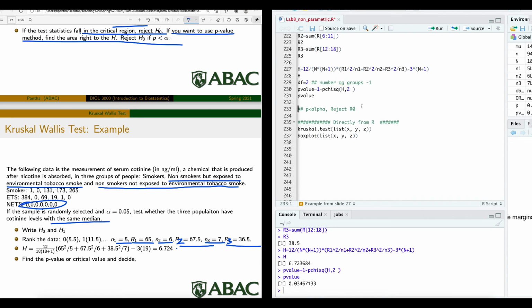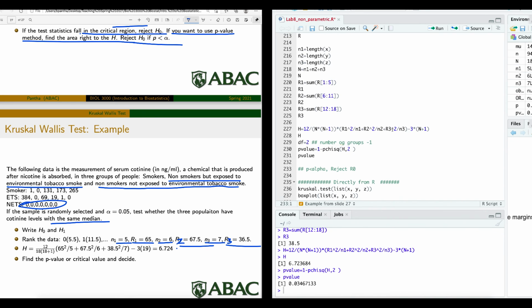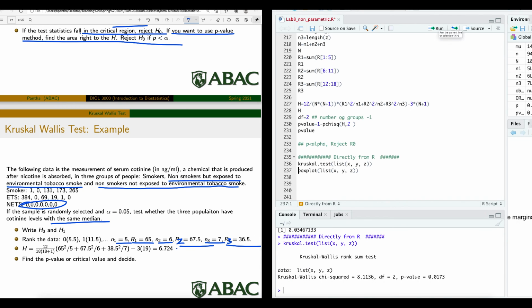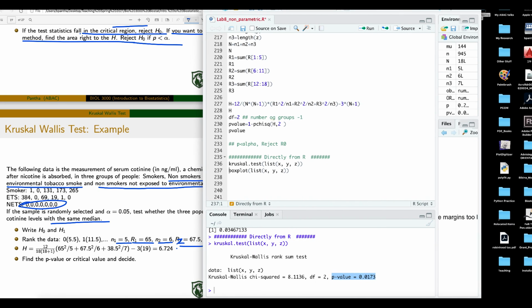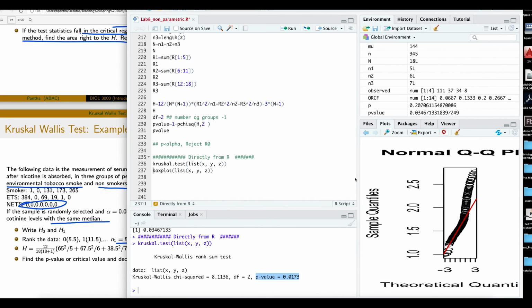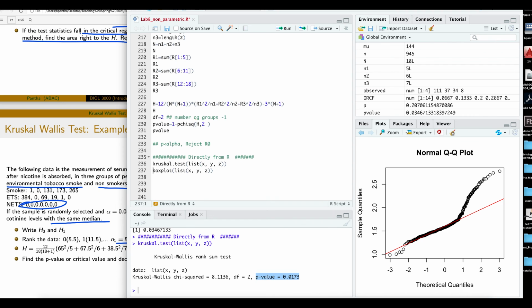So we reject the null hypothesis, meaning that the median cotinine level on these three groups of people is not the same. Okay, that's what we can see. But if you want to do it directly from R, you can use kruskal.test and list X, Y, Z. You see that? It has 3 data sets, so you need to write list and then the names of those data sets. If you do this, you will get the p-value is 0.0173 using R, which is less than alpha. So that means you reject the null hypothesis.